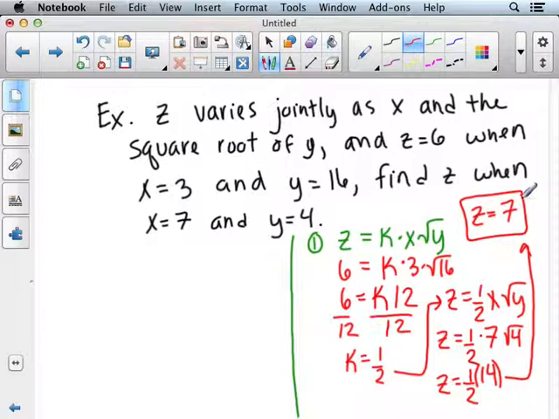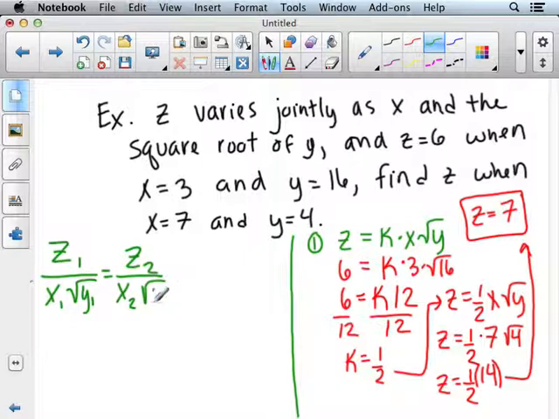If I set up a proportion, my proportion would say z1 divided by x1 square root of y1 has to equal z2 divided by x2 square root of y2. Okay, this is kind of like direct variation because they're all being multiplied by k. If they were being divided, then instead of z over x square root y, I would have had z times square root of x, or square root of y.